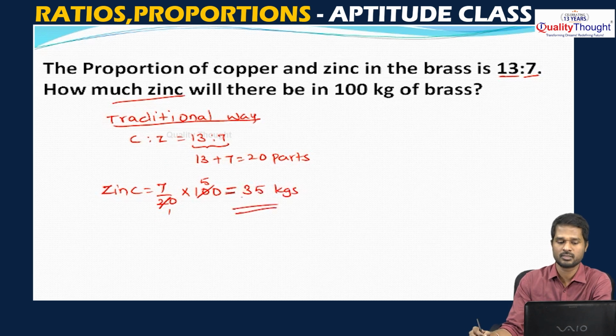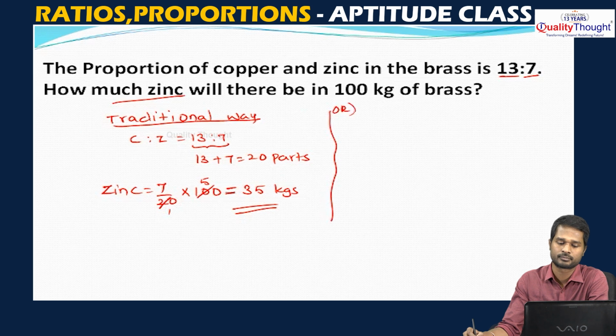So the question says the proportion of copper and zinc in the brass is 13:7. How much zinc will be there in 100 kgs of brass? So copper is 13 parts and zinc is 7 parts out of 20 parts. So zinc is 7 by 20 from 100, 20 ones are 20, 5s are 100. Or we can solve this question in other way.